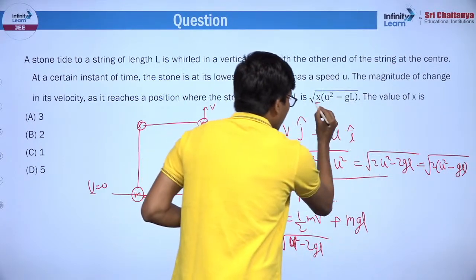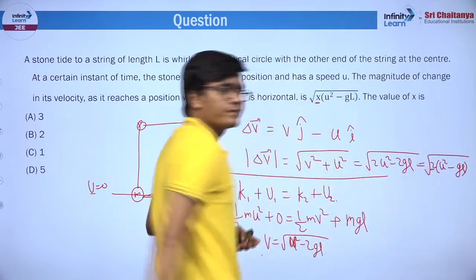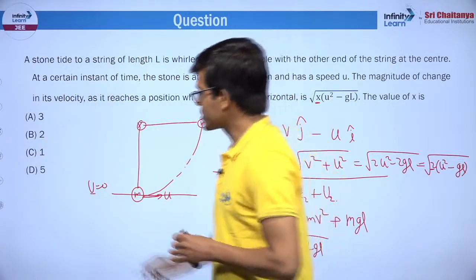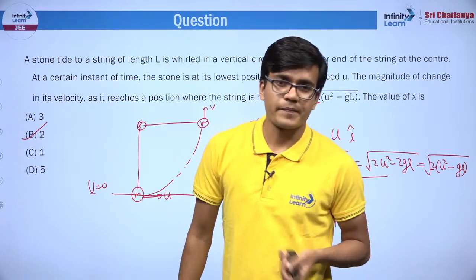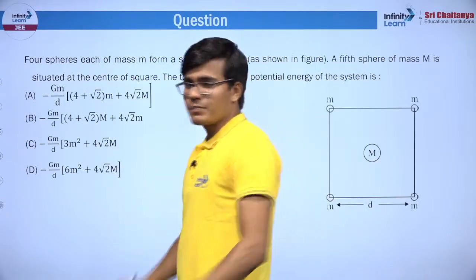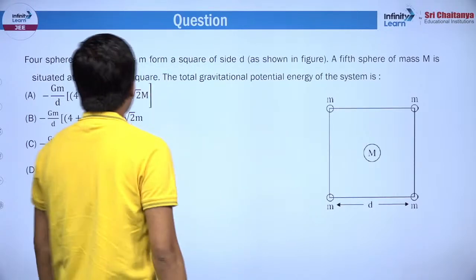It means that x has to be 2, right? So the value of x has to be 2, match with the options. Option B is right. Okay. So this is a simple question from work power energy, which is of vertical circular motion.